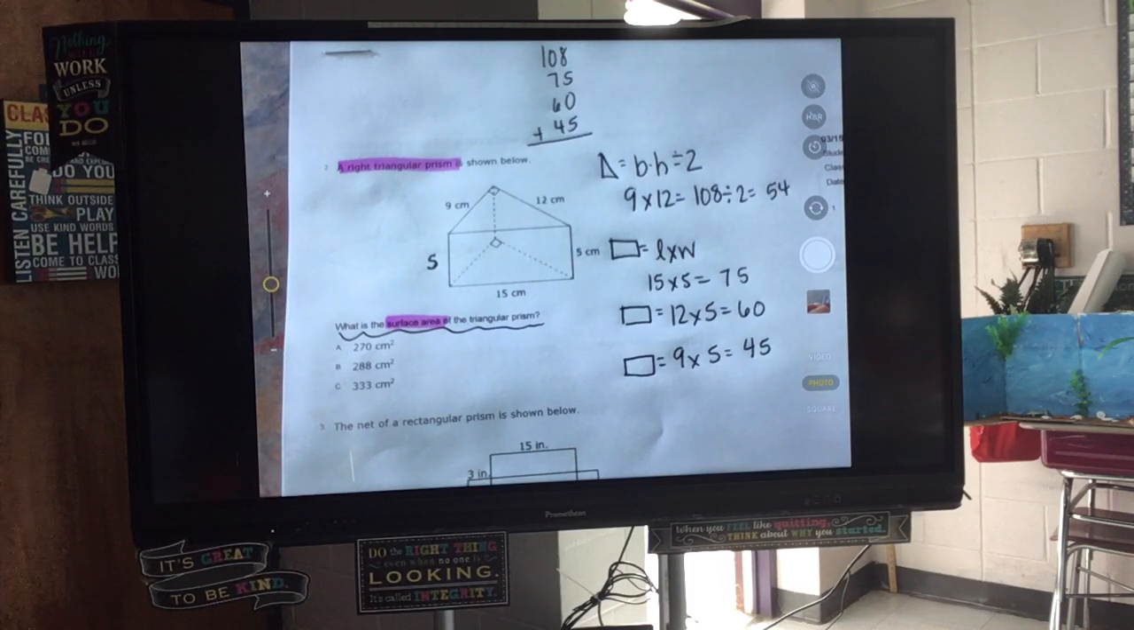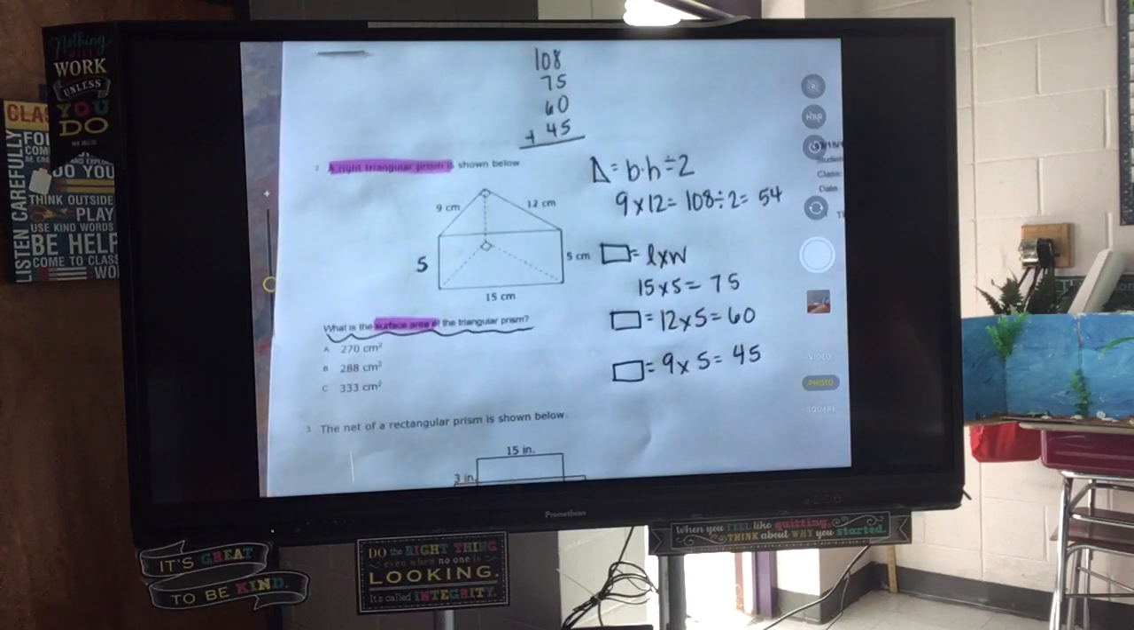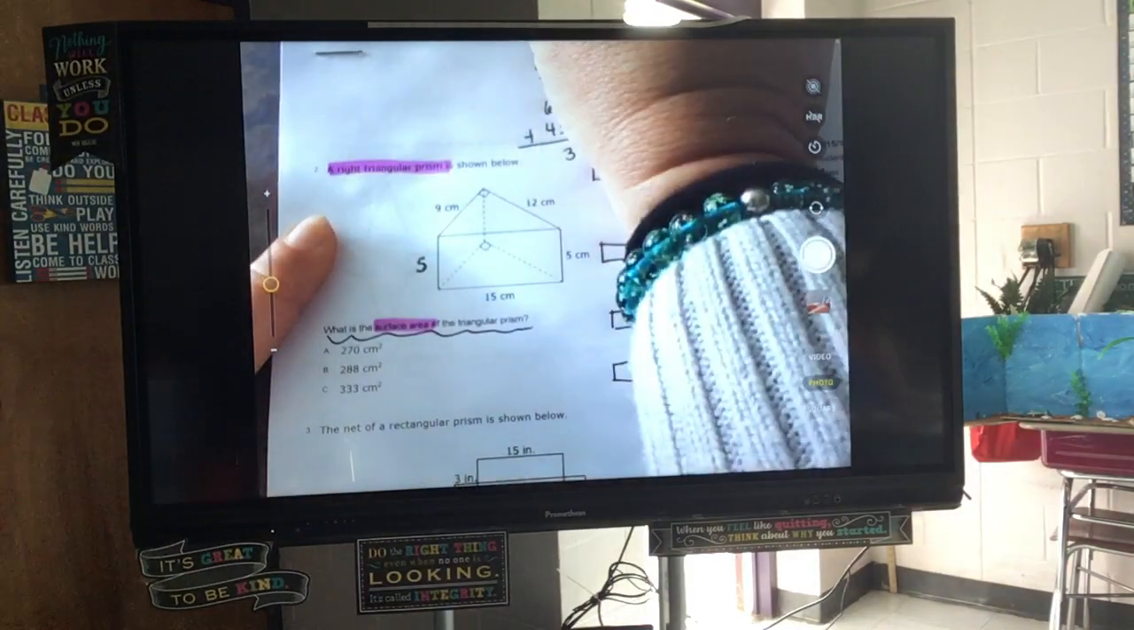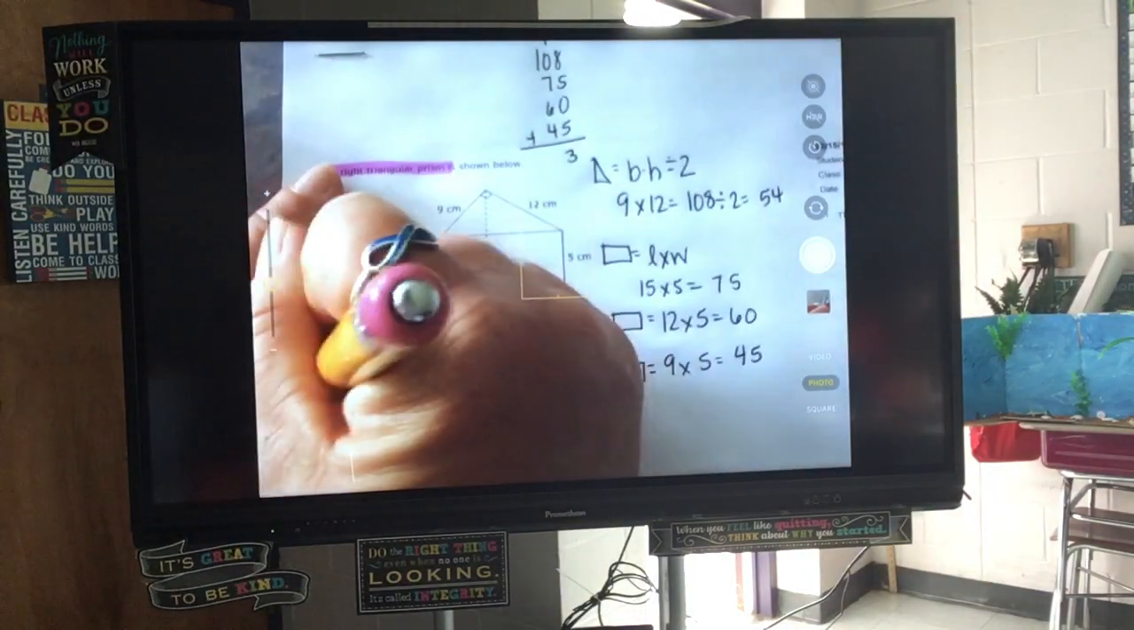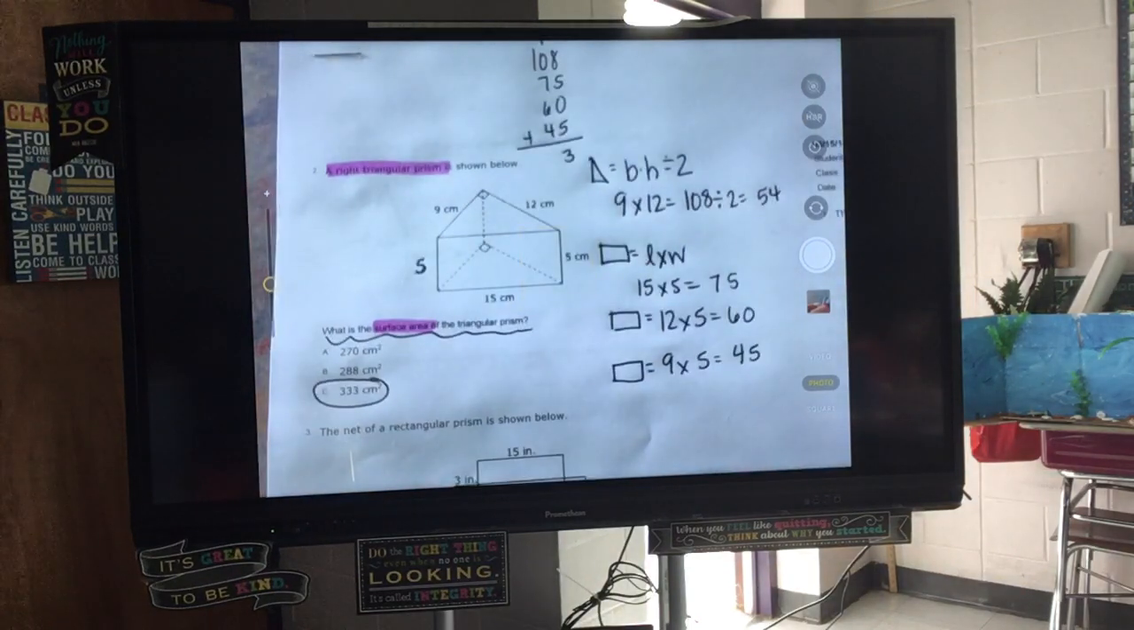Why should we all have an answer by now, Elizabeth? Because we'll be right. There's only one answer. Well, obviously there's only one right answer, but why? How can you automatically, after doing just your ones place, know what your answer is? Soraya. There's only one answer to the 3 in the ones place. All right, so your answer for this one should be 333.